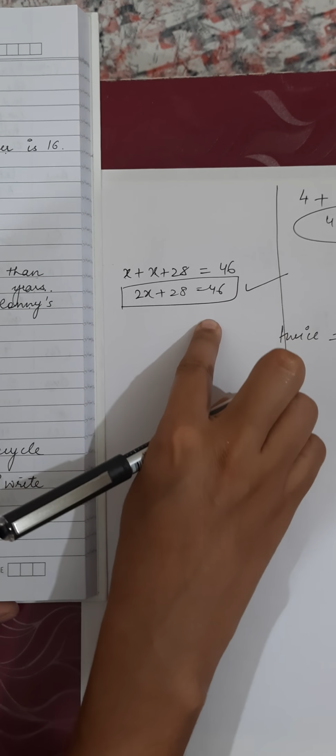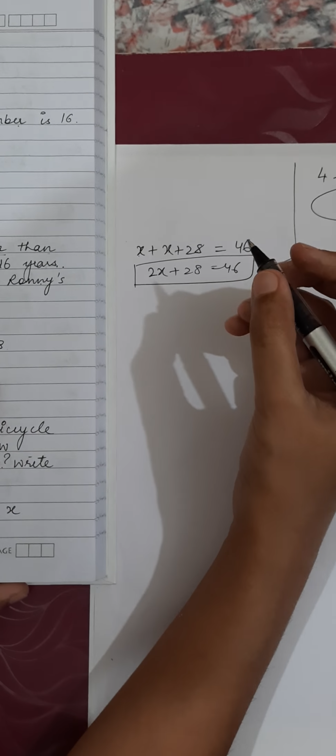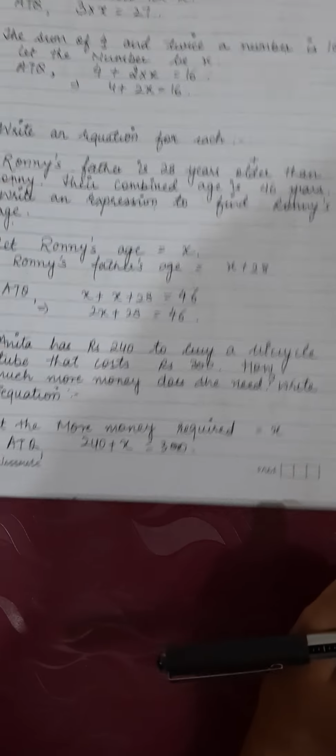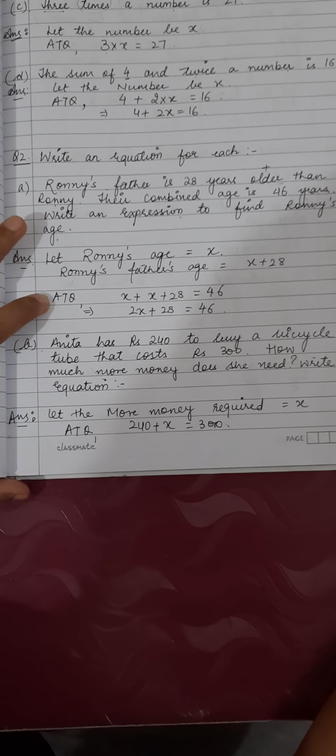This is an expression. Had they asked you to solve it, you would have solved it, okay? But they have just asked you for the expression, so this is your answer. Again I am saying, ATQ means according to the question.